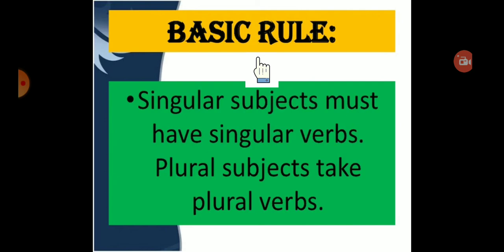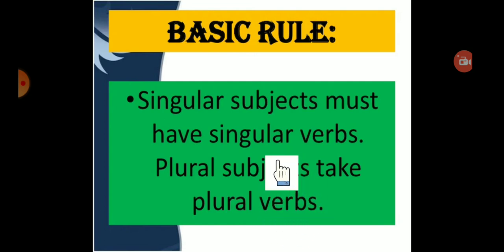In the sentence there should be subject and verb agreement. If you write a singular subject and in front of it you write a plural verb, then the sentence formation becomes wrong. If you write a plural subject and in front of it a singular verb, then the sentence formation will become wrong. For a better sentence formation, a singular subject must have a singular verb, and a plural subject must have a plural verb.